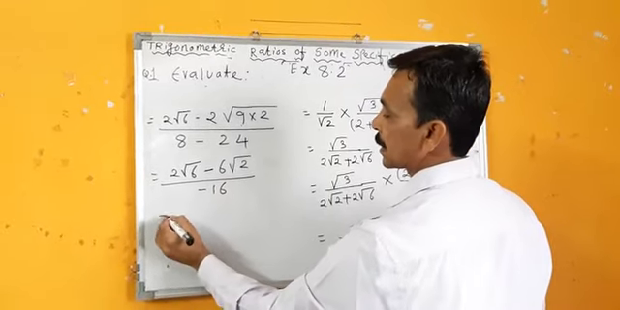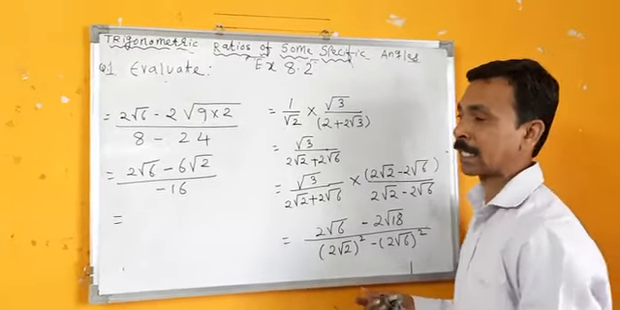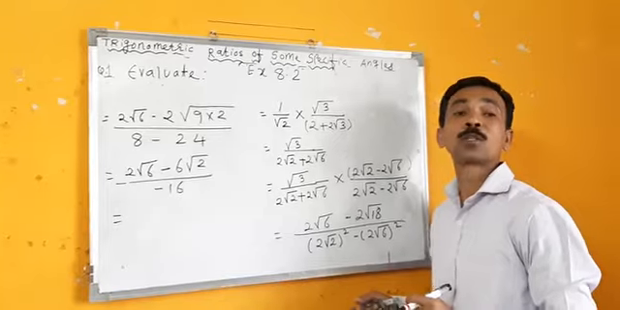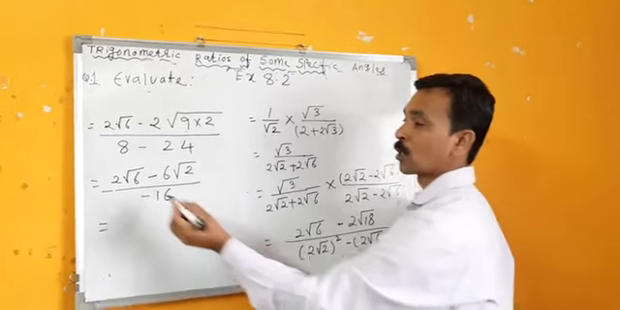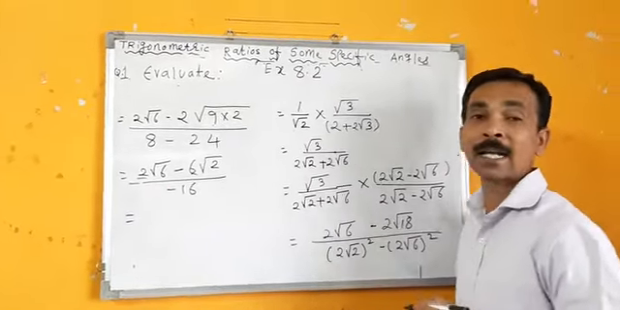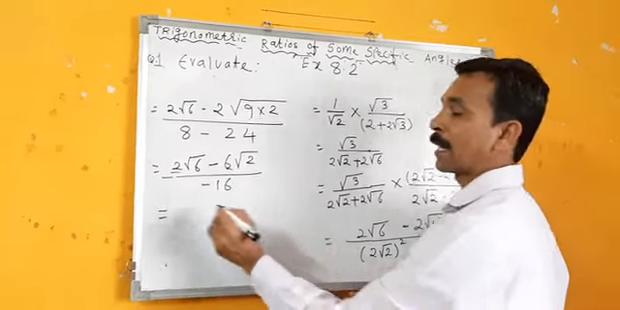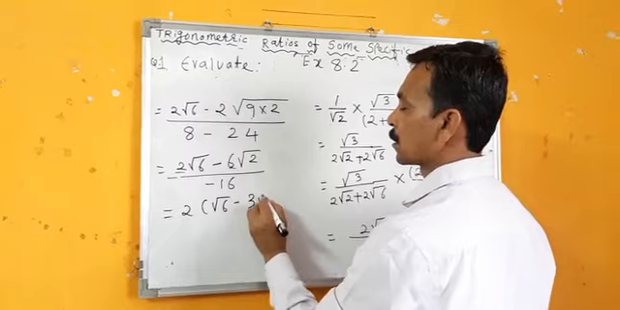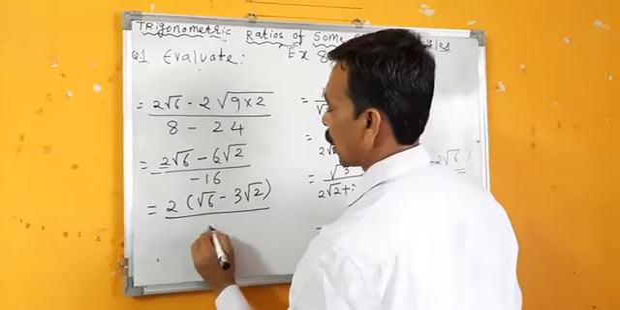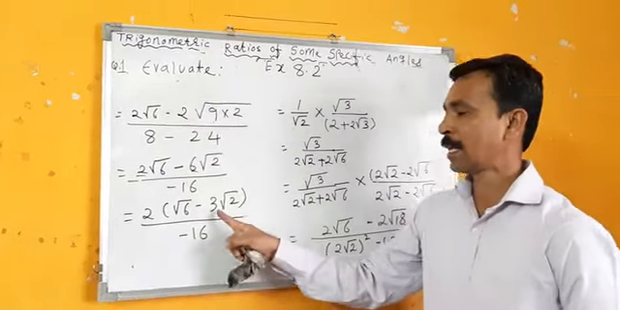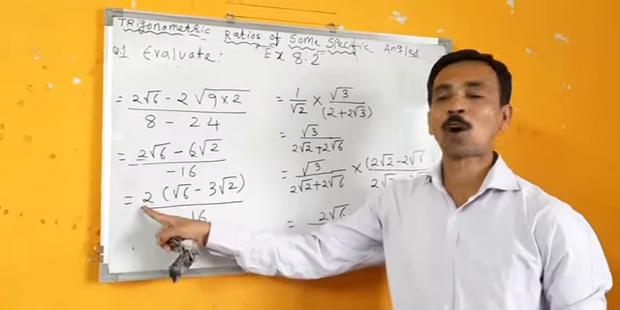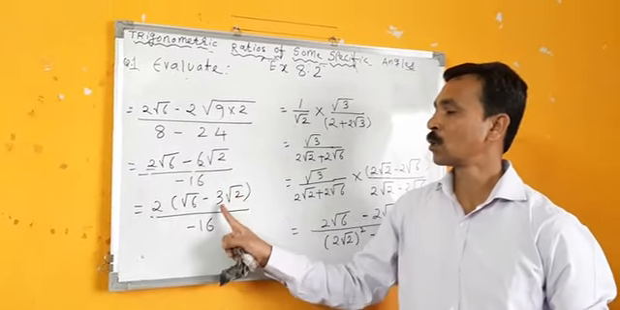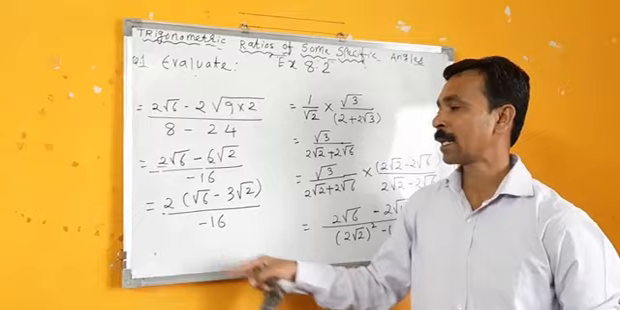Minus 16. Now I will take 2 common in the numerator, because 2 and this 6 are in the table of 2. So 2 can be taken as common. 2 in bracket root 6 minus 3 root 2 upon minus 16. Why 3 here? Because we have taken 2 common. 2 3s are 6, so only 3 will be left out here, upon minus 16.